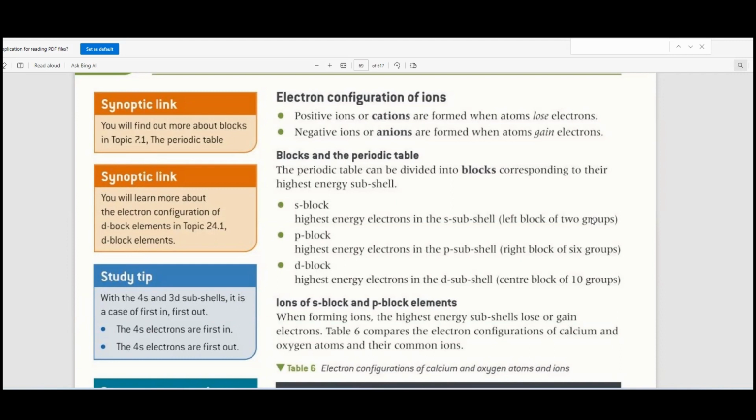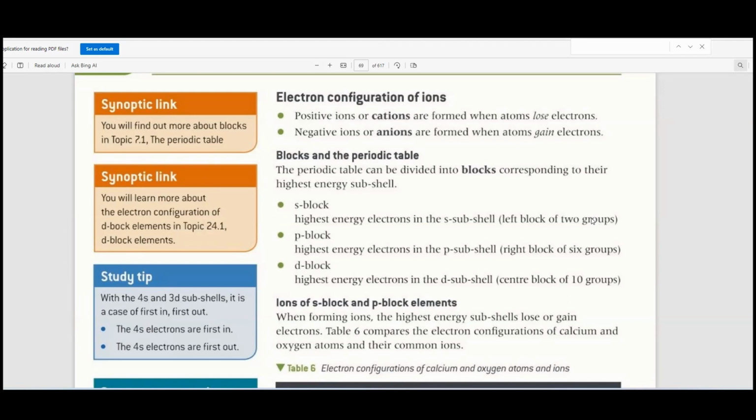What we will know from these blocks is that the highest energy subshell is the S subshell, whether it's 1s, 2s, 3s, we don't know that. Or if it is P subshell, whether it is 2p, 3p, 4p, we don't know that. It will just tell you what is the highest energy subshell. Is it S? Is it P? Is it D? That's it. Does that make sense?